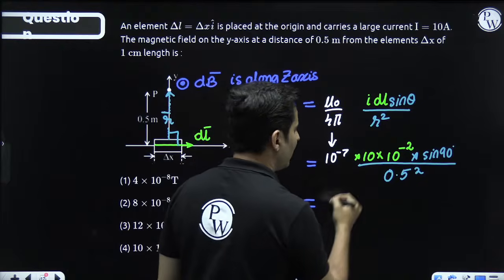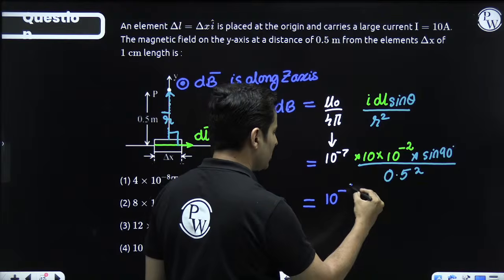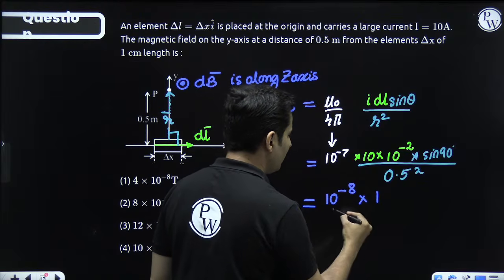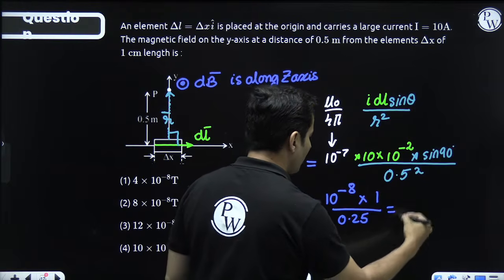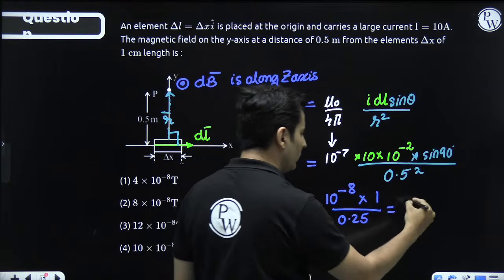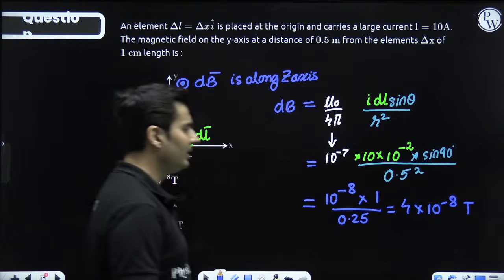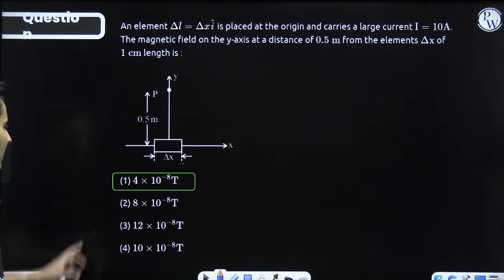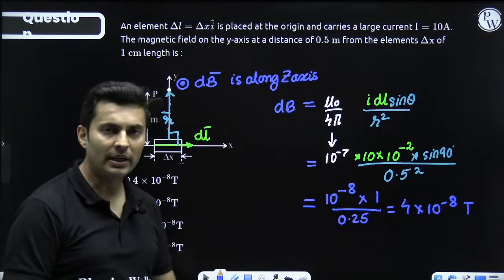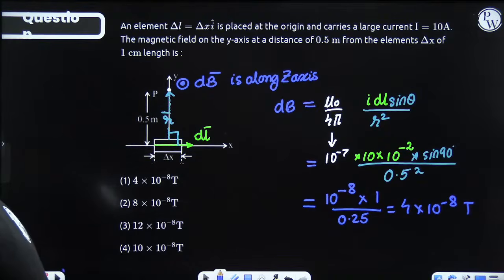So this 10 and 10 raised to minus 2 will cancel. 1 minus 1 will be there. So this will become 10 raised to minus 8. Sine 90 will be 1. 0.5 squared will become 0.25, guys. 0.25 is 1 by 4. So 4 will come on the top and 10 raised to minus 8. Answer is always in Tesla. So 4 into 10 to the power negative 8 Tesla is the right answer. Got it? Everyone? How many of you got the first answer? Yes, the answer is option 1, correct.